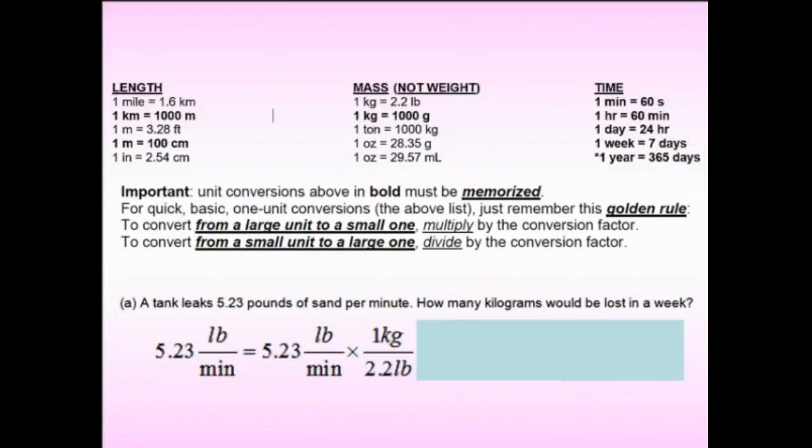And it couldn't be easier to put the numbers. Literally, you put the same numbers. Next to the kilogram, you put the number 1. Next to the pounds, you put the number 2.2.